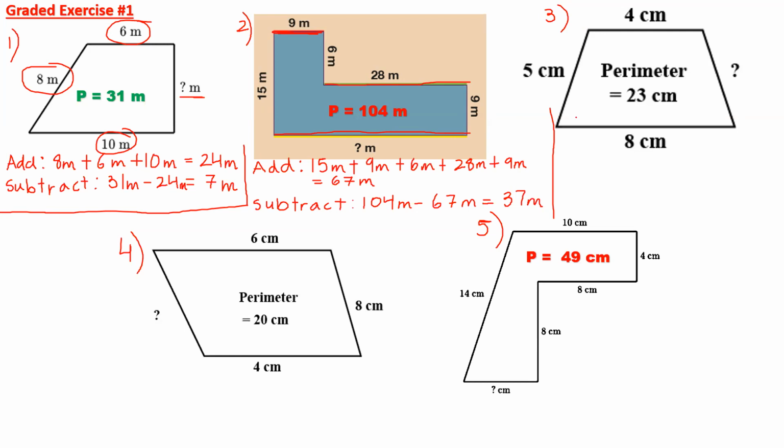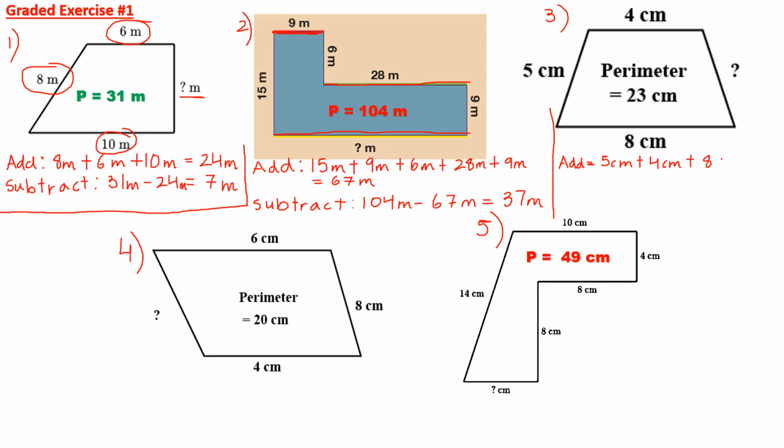Good. China, explain number 3 for me, please. How did you get number 3, what did you do? China, your mic is muted. Oh. Yes, we can. Go ahead, China. Can you hear me now? I can hear you now, yes. Okay, I add 4, 5, and 8 centimeters together, and I get 17.